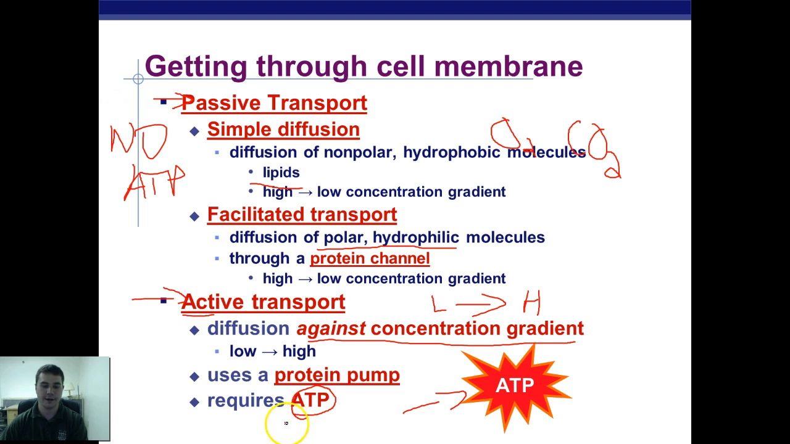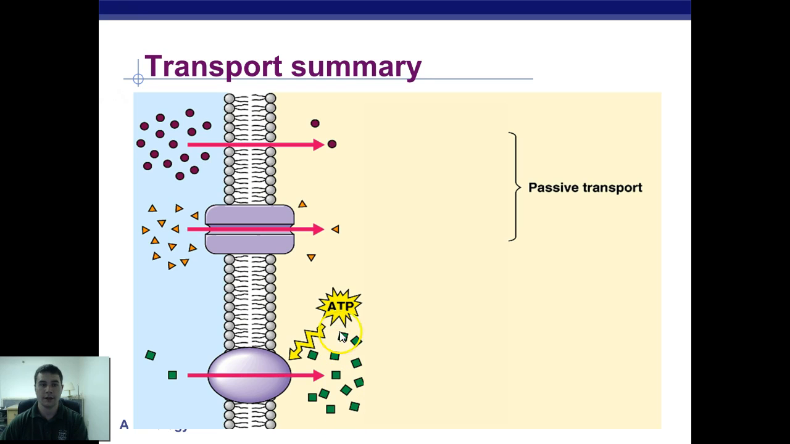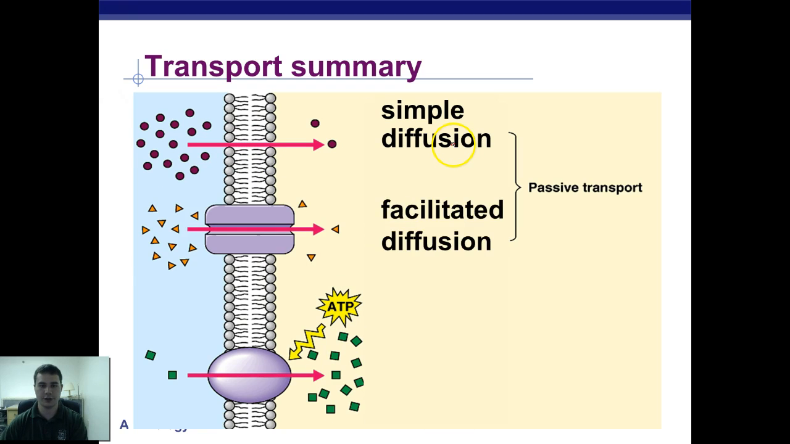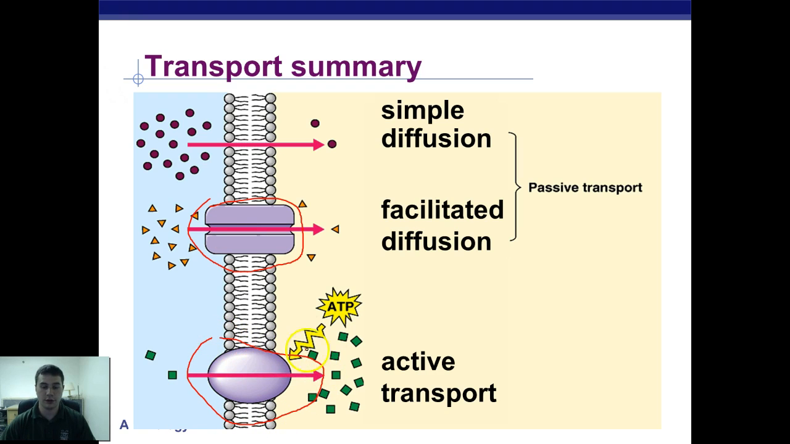Think active ATP. This is a nice little summary cartoon that we have, so we can show you all the different types. Simple diffusion is just moving right through that membrane, like I said before. Facilitated, you need a protein or something to help it along, but it still doesn't take any energy. Meanwhile, down here, you have active transport, where you totally need some kind of energy because we're going from low concentration to high concentration. Whereas up here, we're going from high concentration to low concentration.